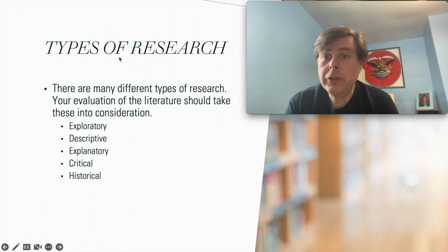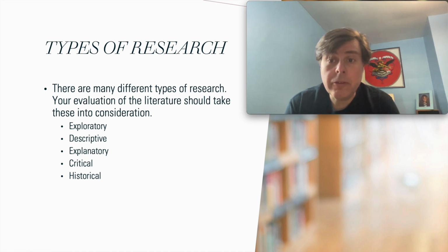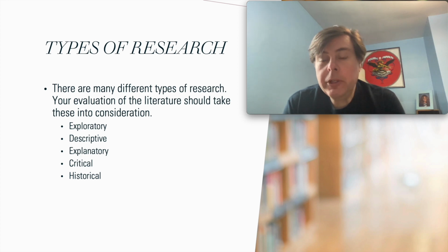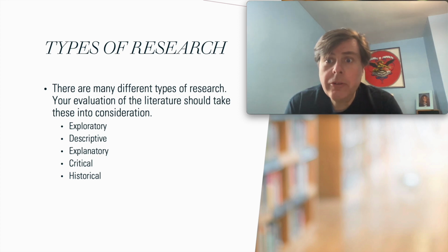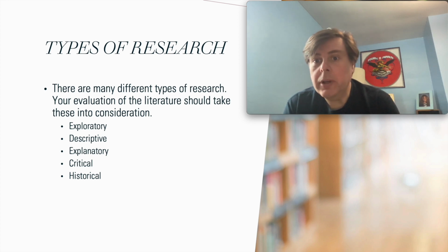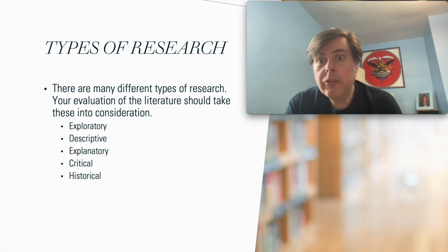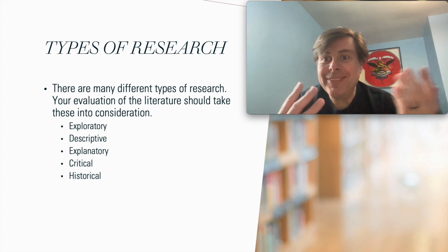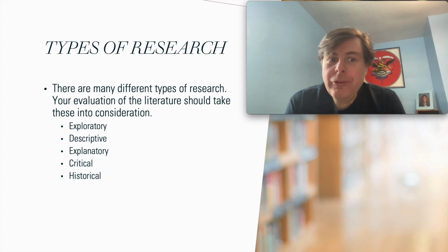To start off with, we should understand that there are different types of research, and these different types of research have different methods and different goals. Evaluating one type of research by the metrics of another is really not appropriate and isn't going to be helpful to either us or eventually our readers. So understanding what other researchers were trying to do with their work is important in our evaluation. Some of those types we see over here, well, really these are all the types: exploratory, descriptive, explanatory, critical, and historical. And so we'll go through each of those in turn.